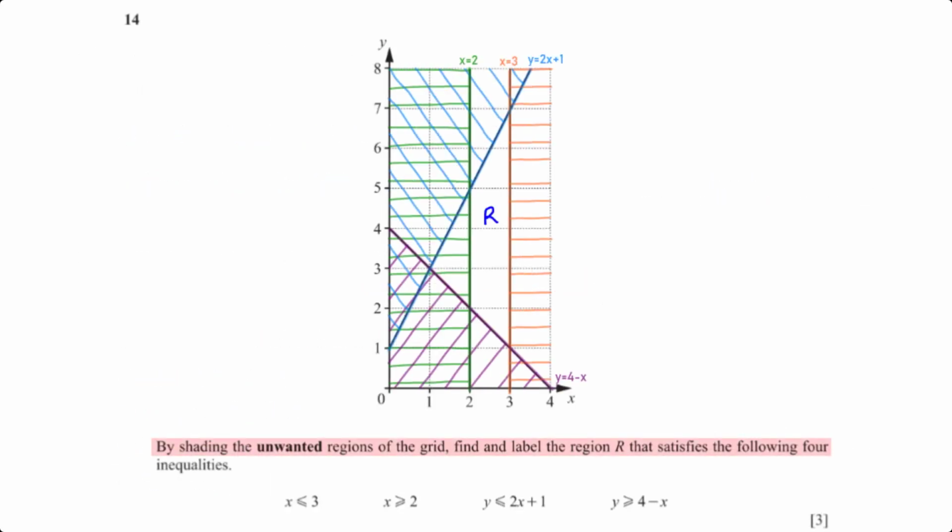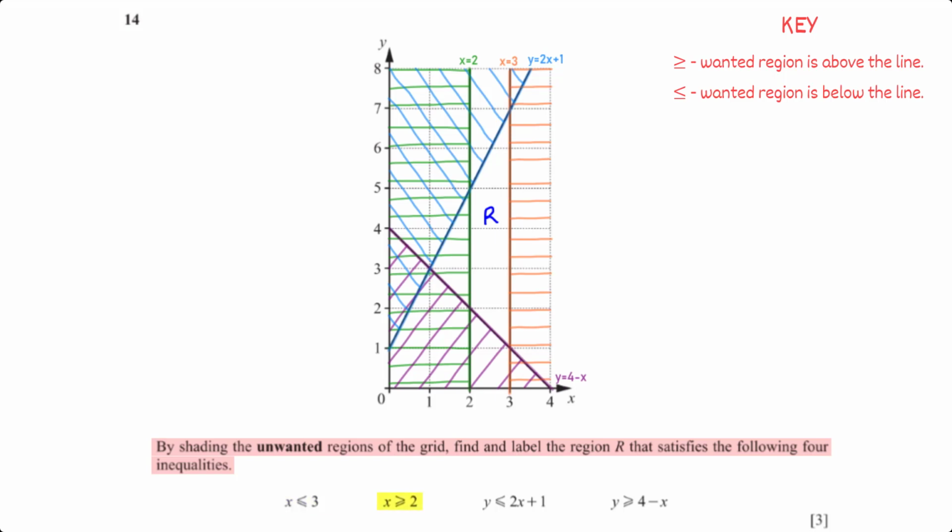By shading the unwanted regions of the grid, find and label the region R that satisfies the following 4 inequalities. First, we need to identify the equations for each of the lines on the grid. Y equals 4 minus x, x equals 2, x equals 3, and y equals 2x plus 1. For this inequality, the wanted region is below the line x equals 3, so we shade the region above or to the right of the line.